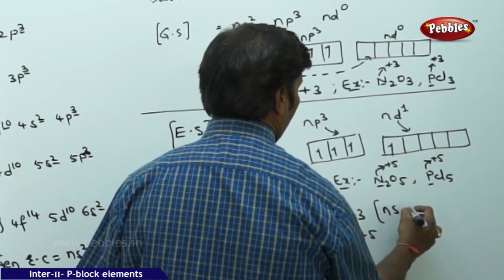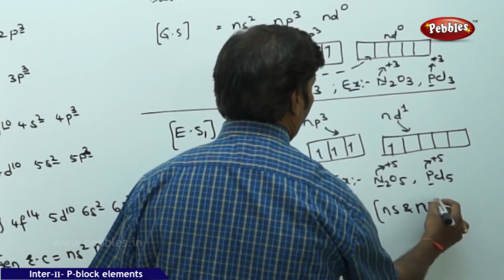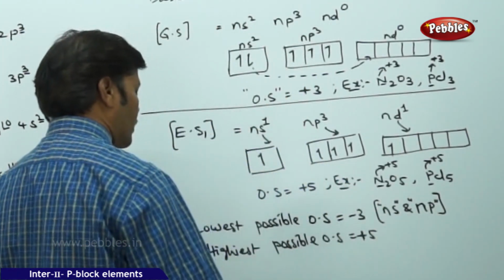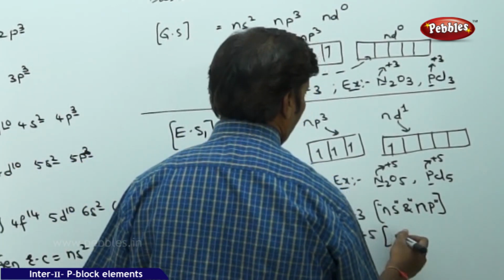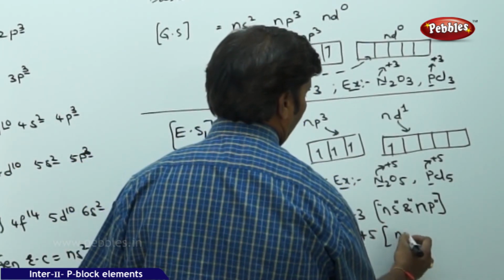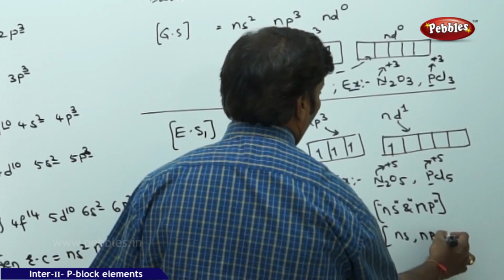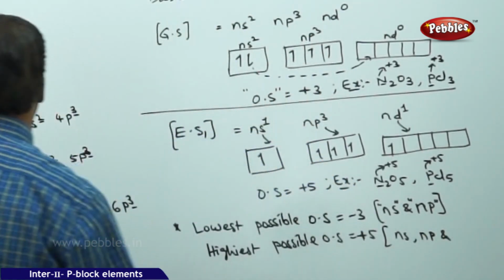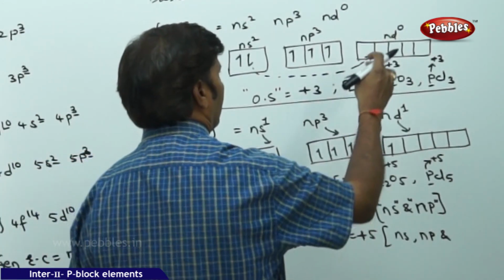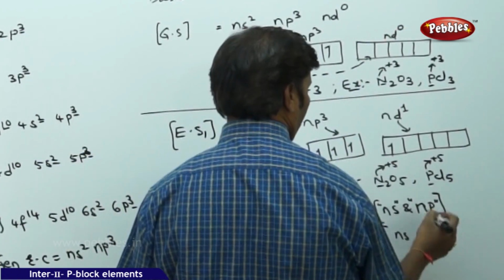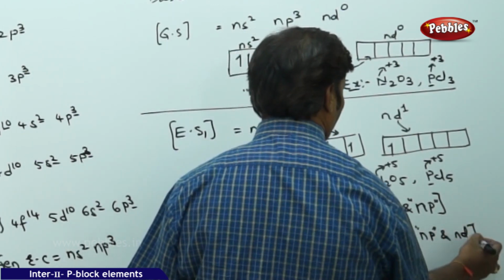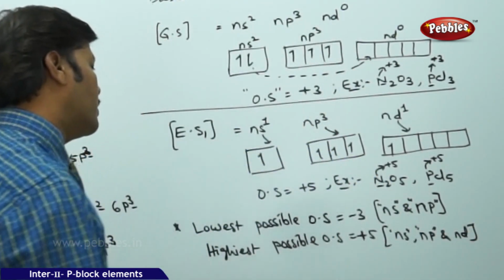The NS and NP orbitals are responsible for the lowest oxidation state, and the highest oxidation state is because of the NS, NP, and also ND, that is N-1 of D. Okay, here I am going to take this as ND or N-1 of D. So here ND orbitals, all 3, are responsible for the highest oxidation state.